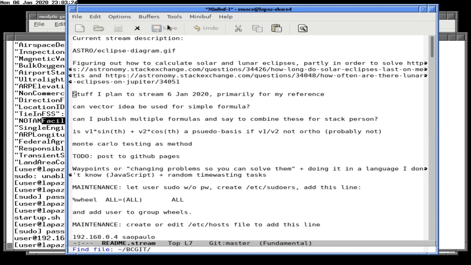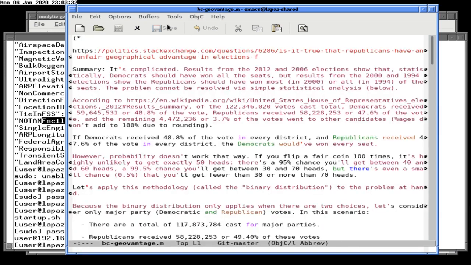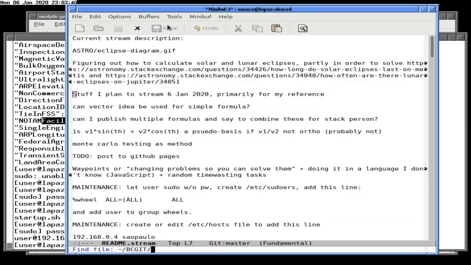And I think I actually have this under BC Geodesic GeoVantage. Oh yeah, this was actually a question about whether or not Republicans or Democrats have an unfair geographical advantage, and the answer to that is, I don't know.